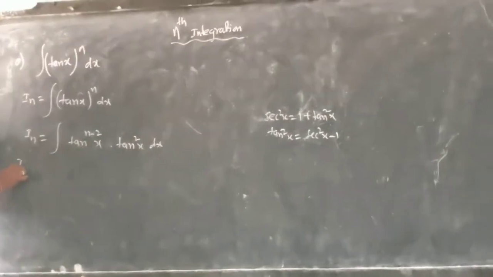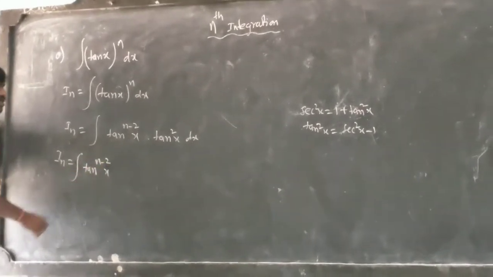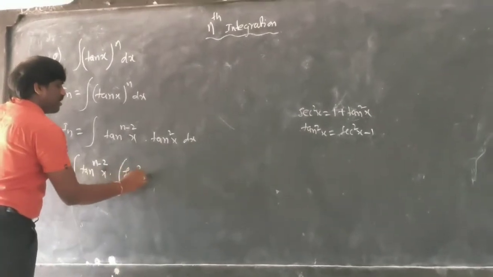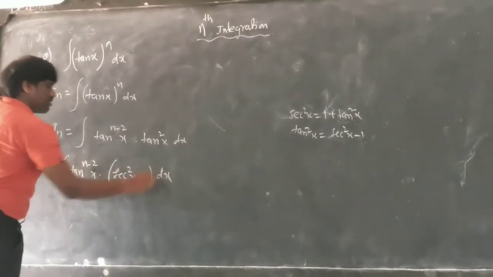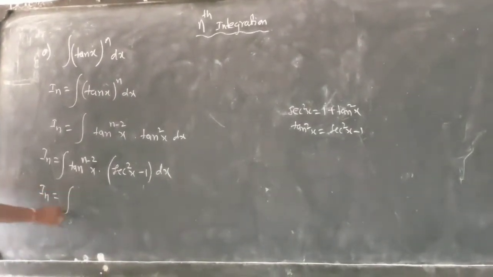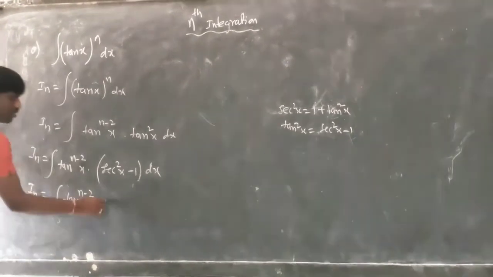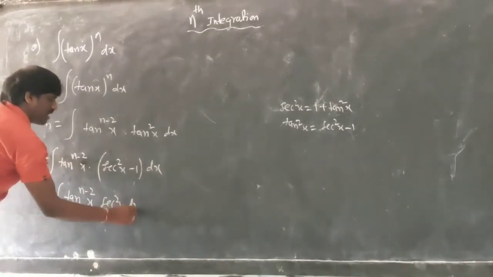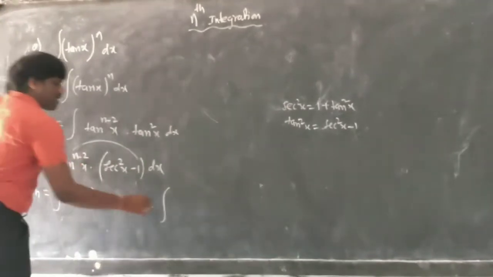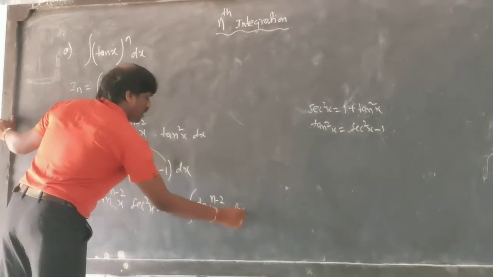Now In is equal to this. I can write it as integration of tan power n minus 2x into this tan square x, which I can write as sec square x minus 1 into dx. Now I multiply inside. If I multiply, In is equal to integration of tan power n minus 2x sec square x dx minus, I multiply this one here, so tan power n minus 2x dx I will get.